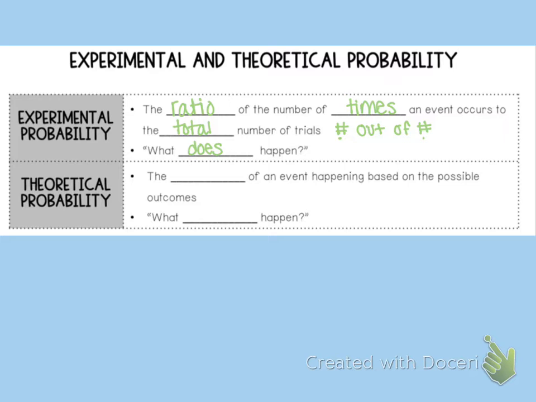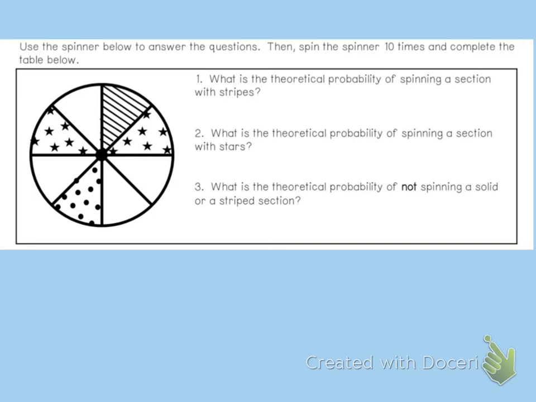And then theoretical probability is the probability of an event happening based on the possible outcome. So what should happen. So experimental probability is what does happen, and theoretical is what should happen. So let's look at the spinner. Use the spinner below to answer the questions. Then spin the spinner 10 times and complete the table below.